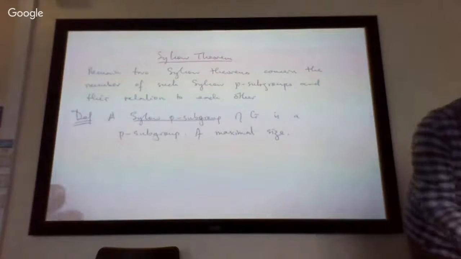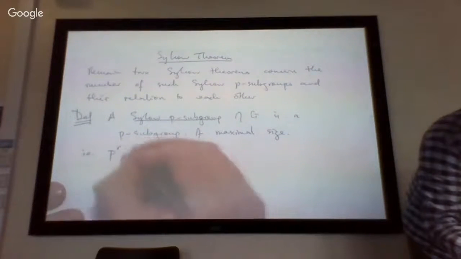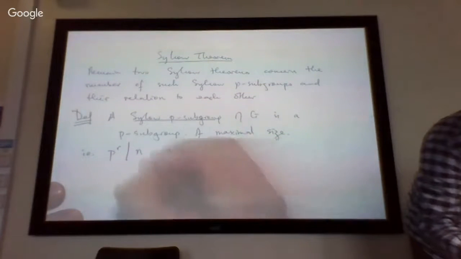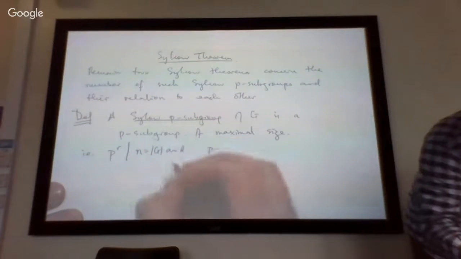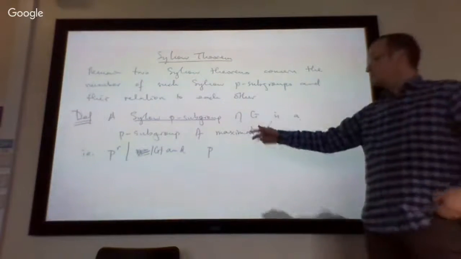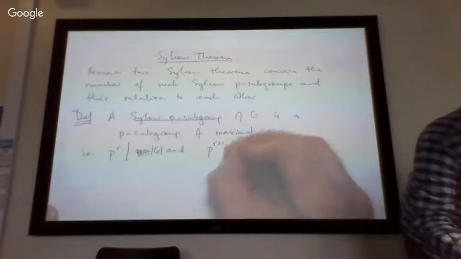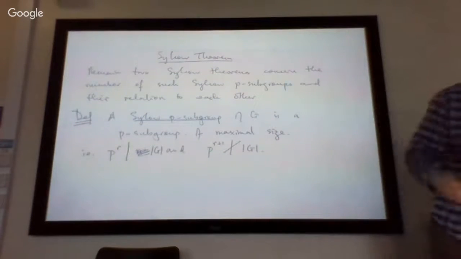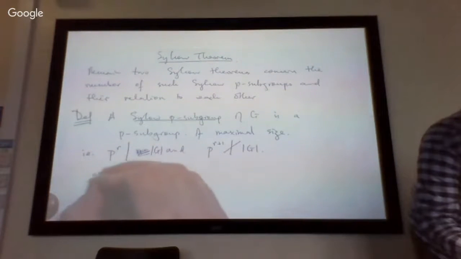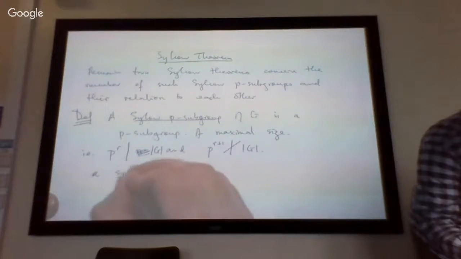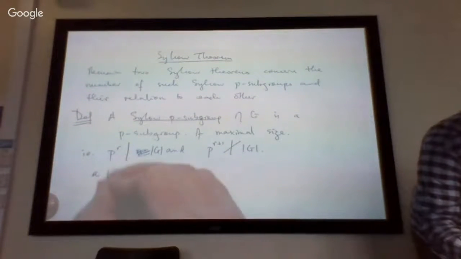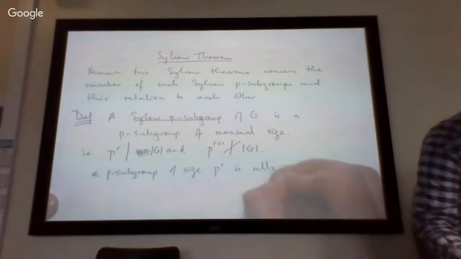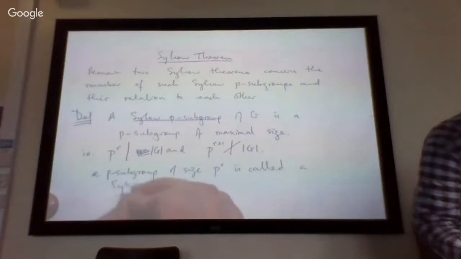Maximal size, okay? I.e. P to the R divides the order of G, and P to the R plus 1 does not divide the order of G. So P to the R is the largest power of the prime P that divides the order of G. And so a P subgroup of size P to the R is called a Sylow P subgroup of G.